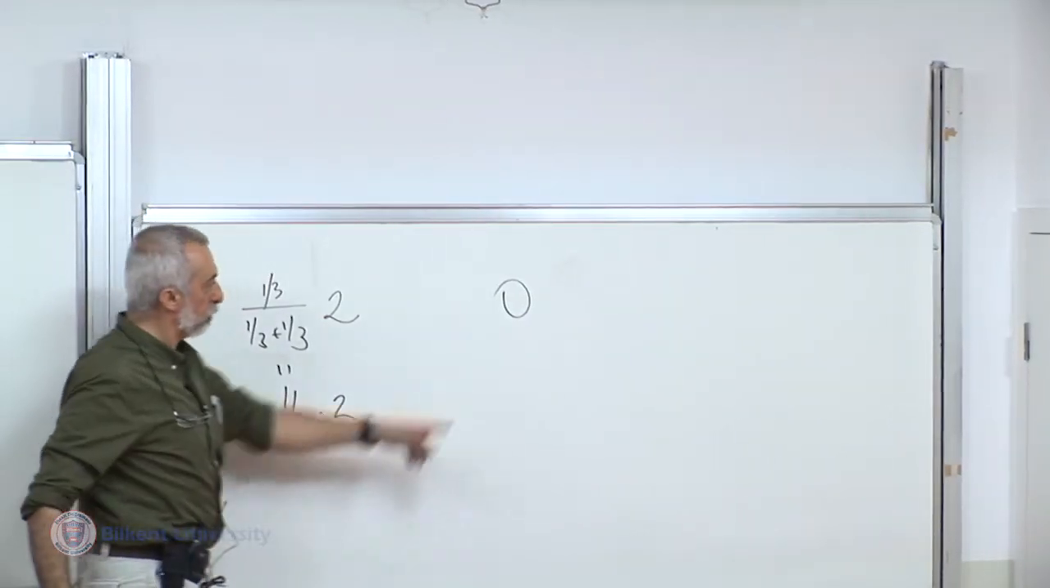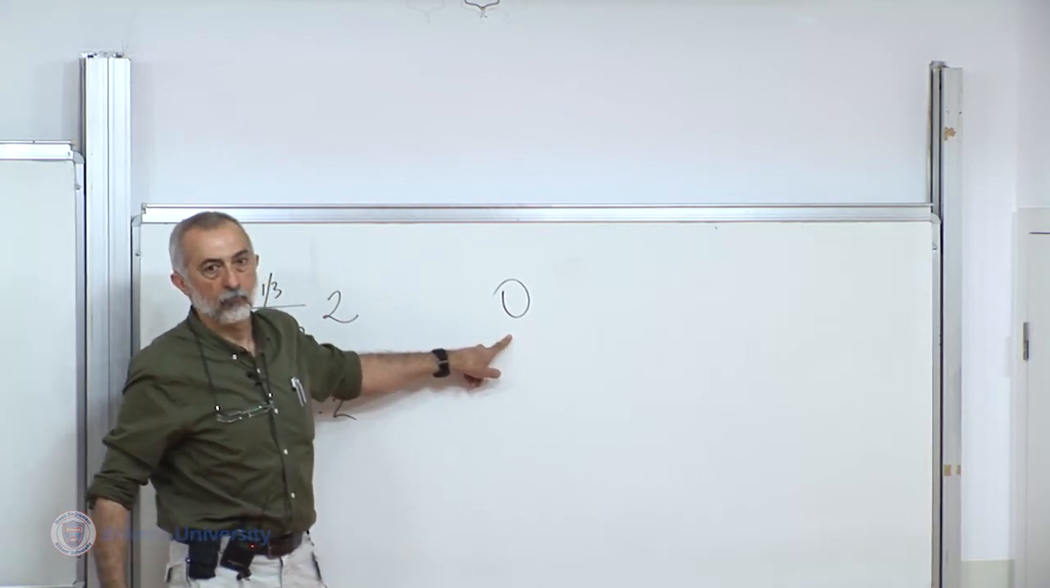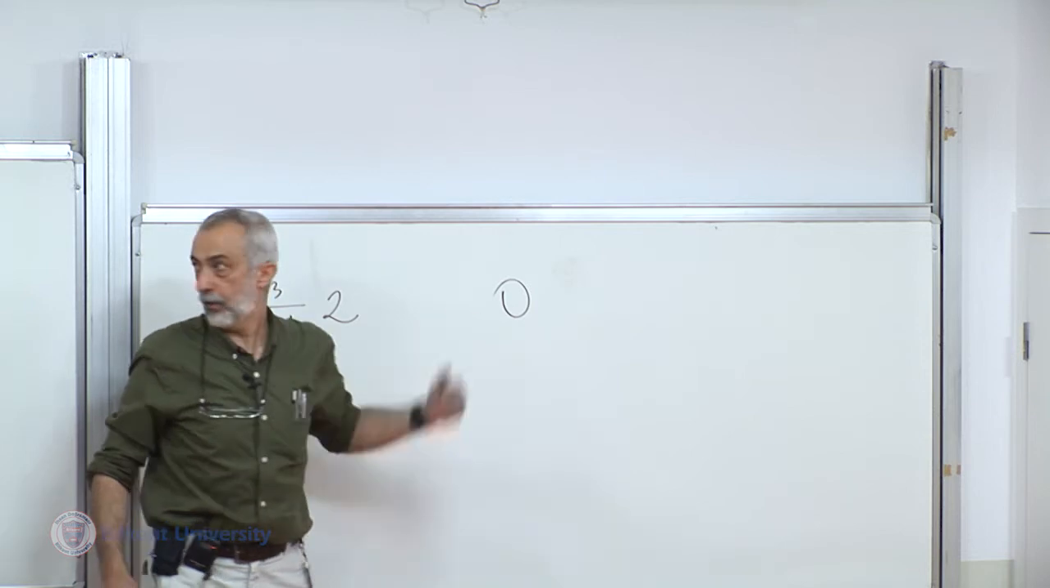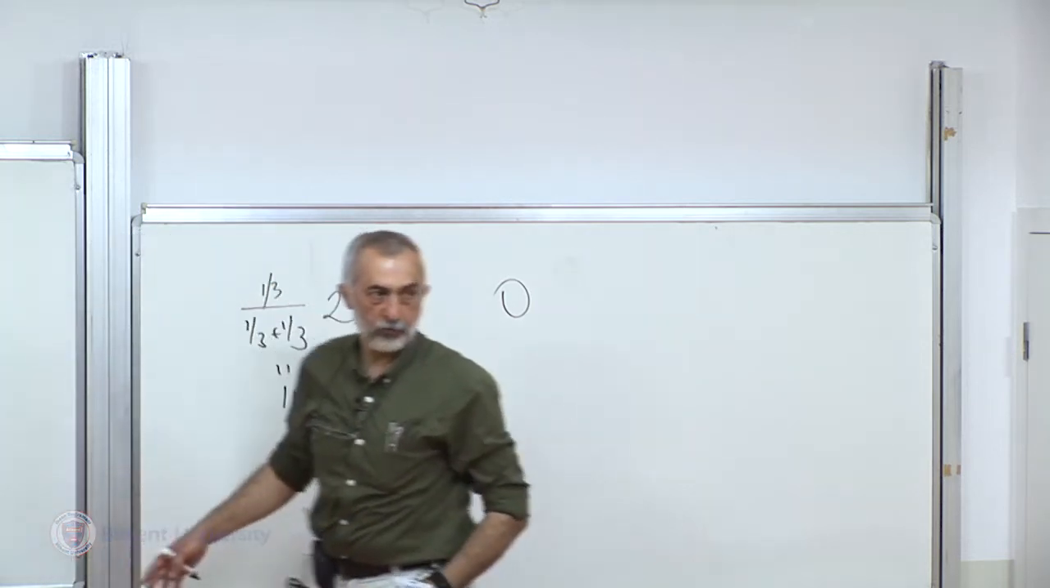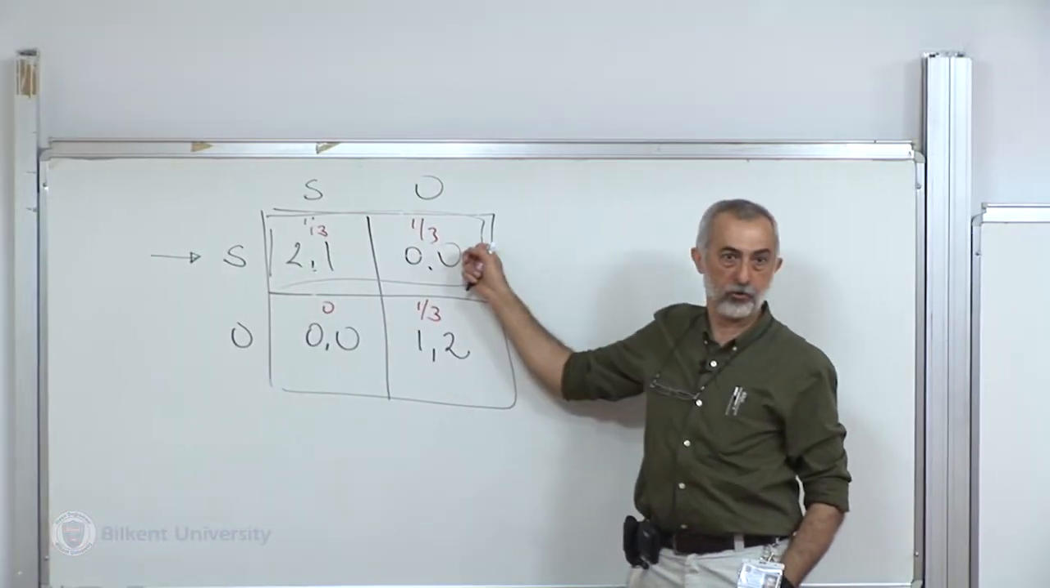With what probability would I believe that player 2 is told to play O? 1/2. Again, the same calculation: 1/3 divided by 1/3 plus 1/3.